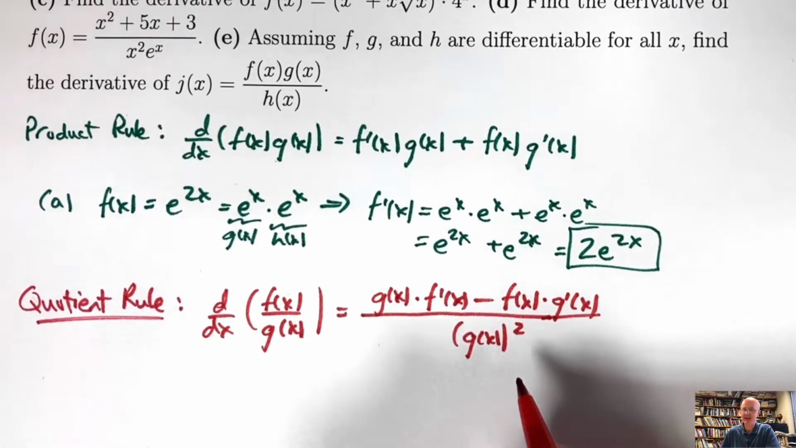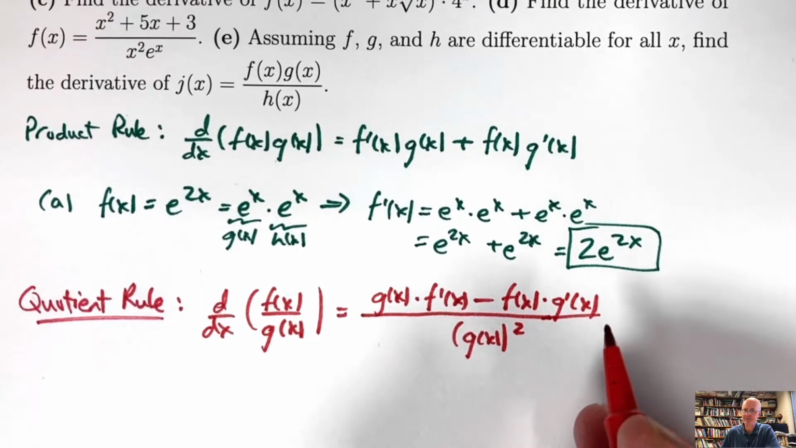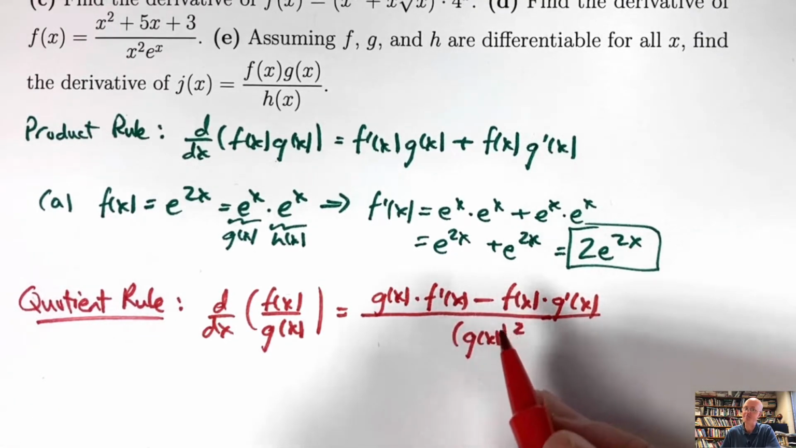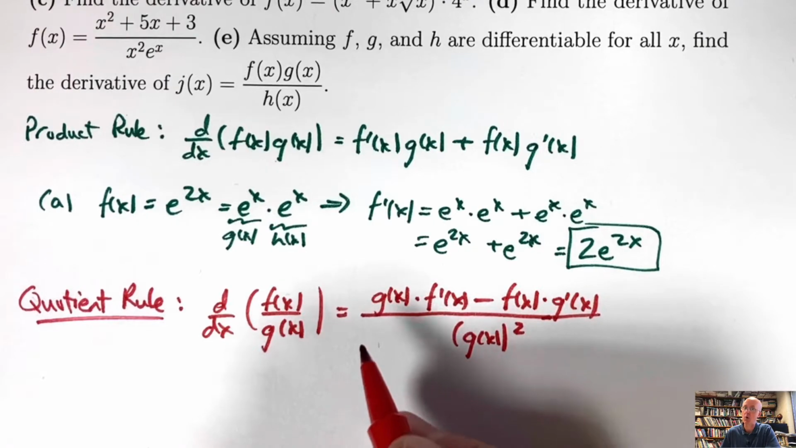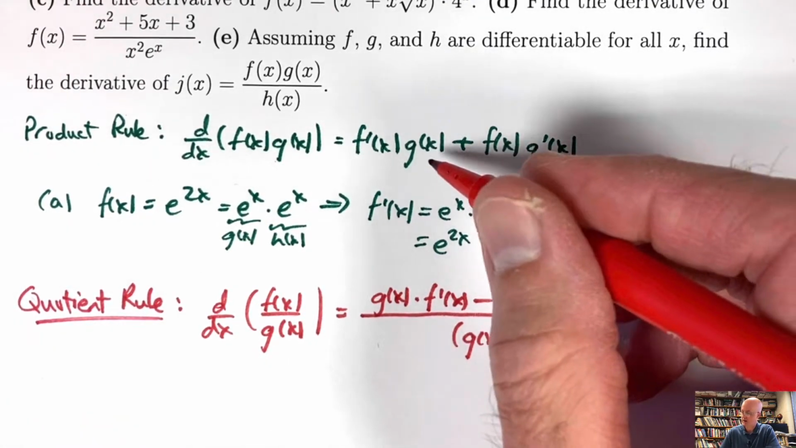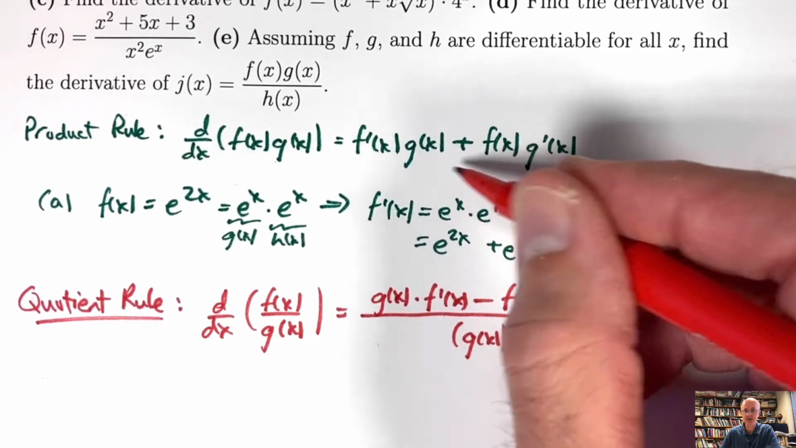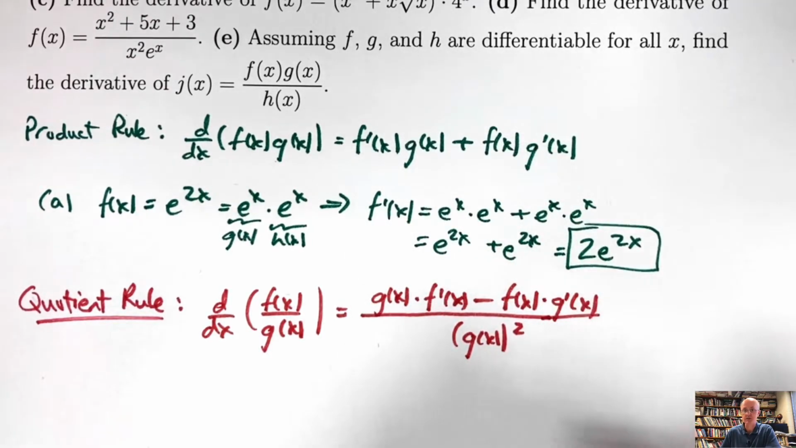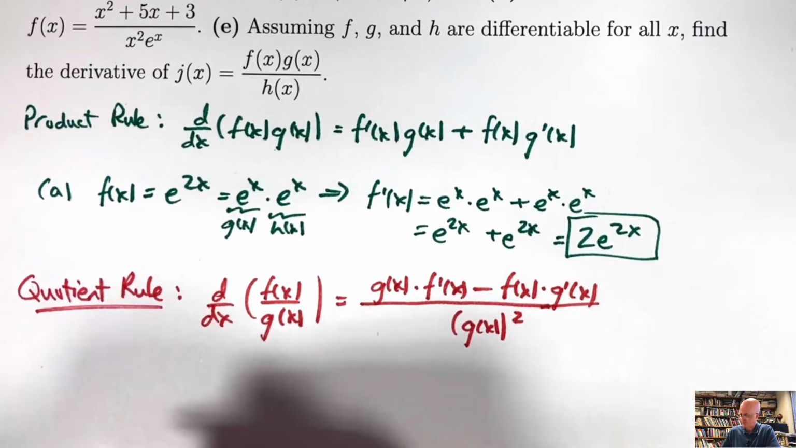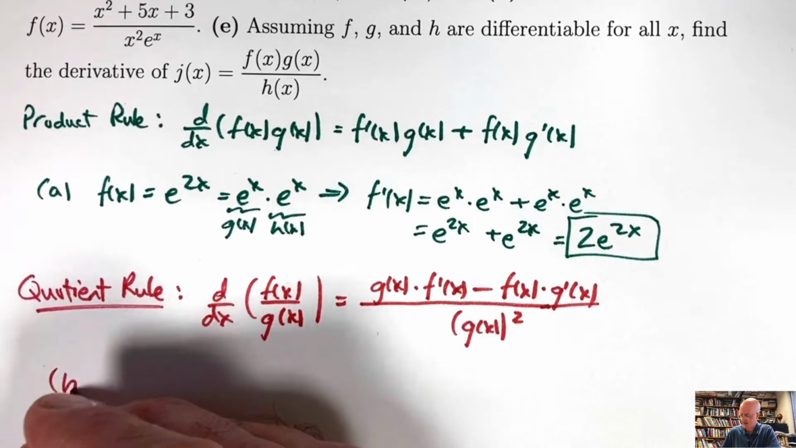You can see it's complicated. The most common mistake people make here is they switch around the order of what's in the numerator. The order matters. Start with the low d high minus high d low. It didn't matter with the product rule because addition is commutative, so you can switch those around. Subtraction is not commutative. So that's the rule that we need to use. Amazingly, it's pretty complicated.